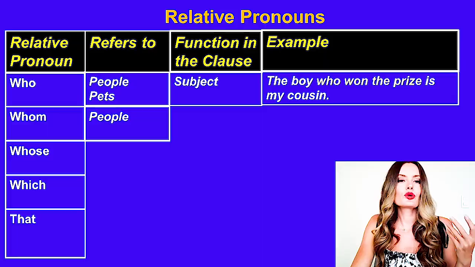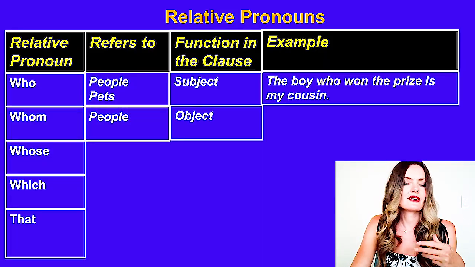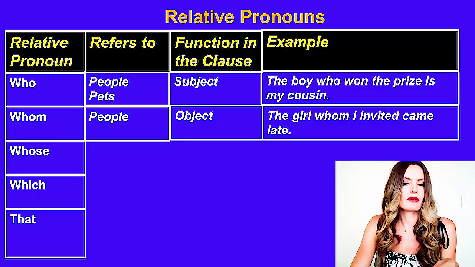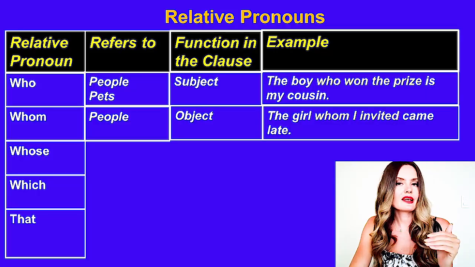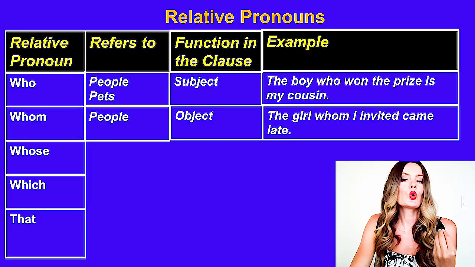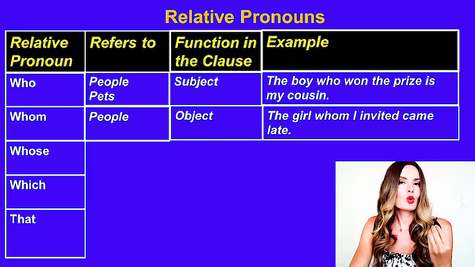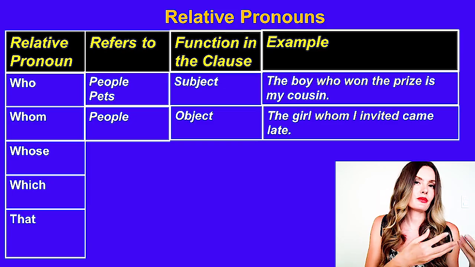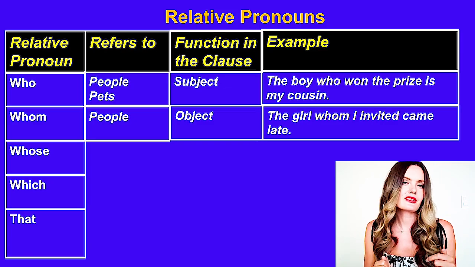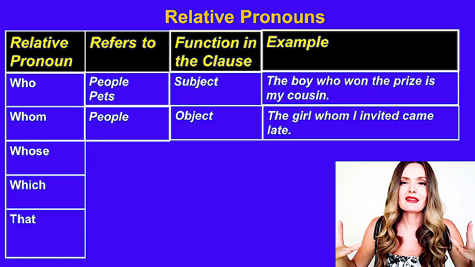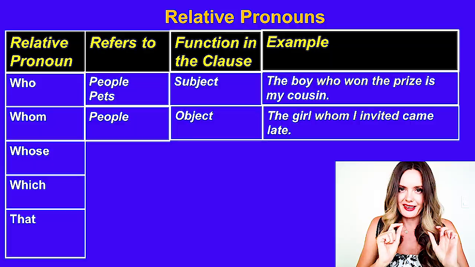We also use whom when we are talking about people, but the function in the clause is the object. For example, the girl whom I invited came late. The girl came late is the main clause. Whom I invited is the relative clause. So whom refers to people, to the person, the girl, and is an object in the relative clause. I know it may look a little bit confusing, but this is just an overview. Soon we are going to dive into the details.